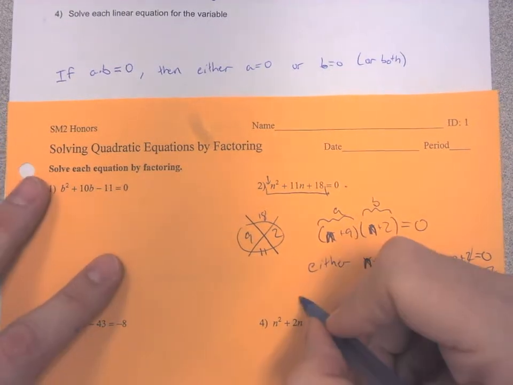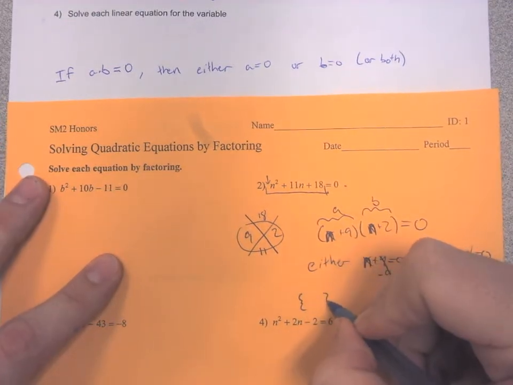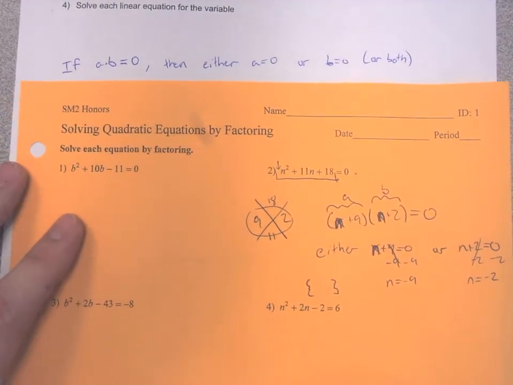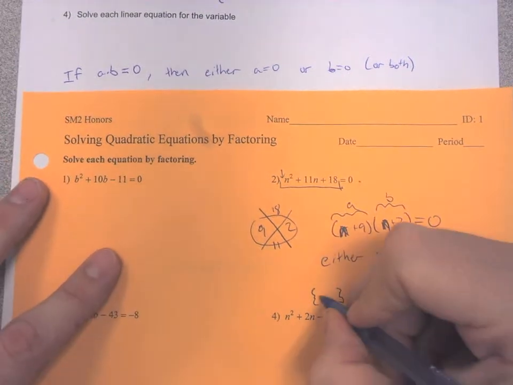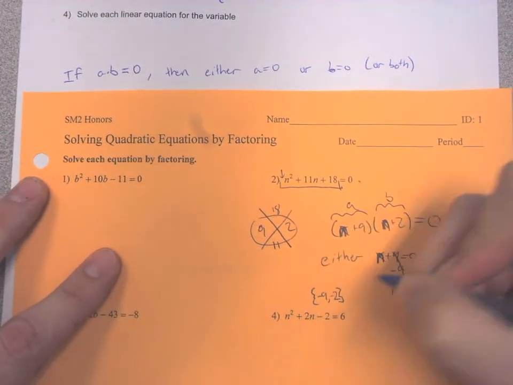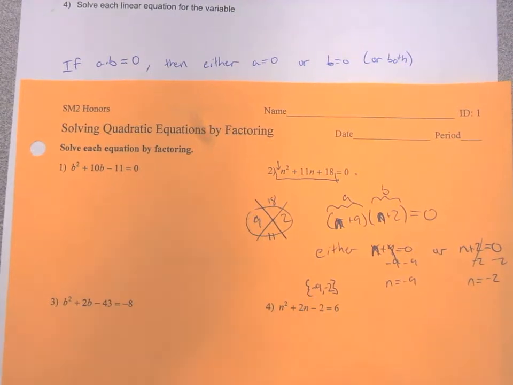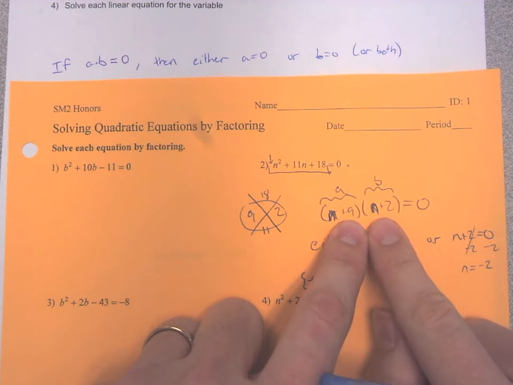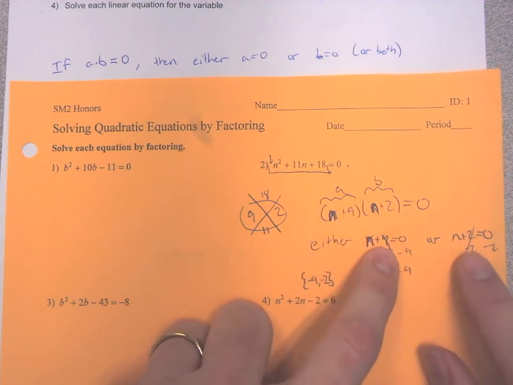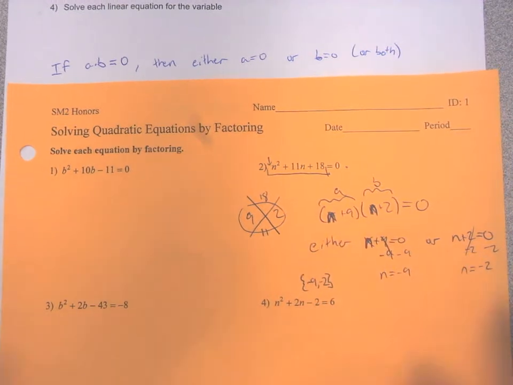Now the way you're going to see the answers written on the answer key is in what's called set notation. So we have these curly brackets here, and we just list all the solutions within the brackets. So the solution set is -9 and 2, and that's it. So the zero product property really is what allows us to go from linear factors to linear equations and solve. That's the crux of the problem.